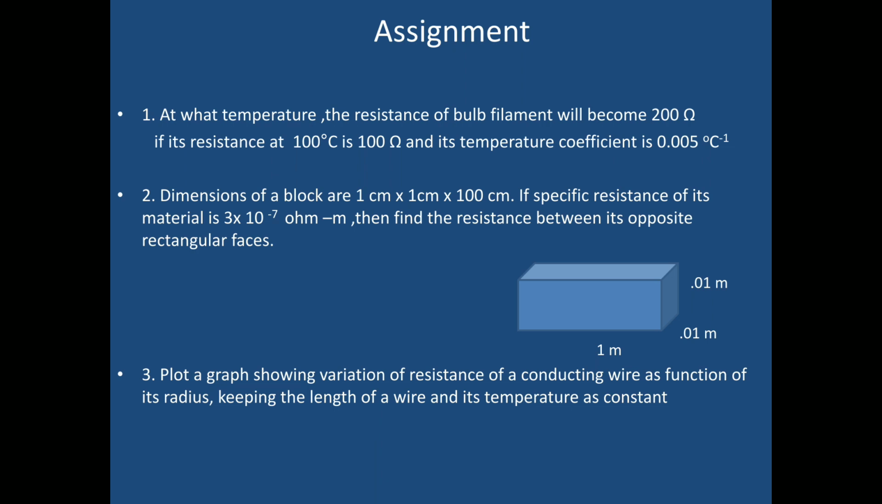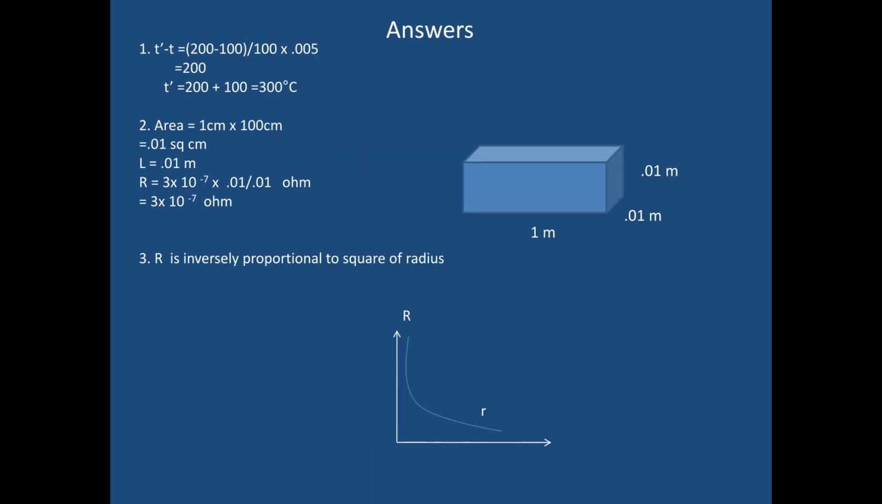Third question. Plot a graph showing variation of resistance of a conducting wire as a function of its radius, keeping the length of the wire and its temperature constant. So, as we know, R is equal to rho L by A, and A is pi r square. If L and rho remain constant, then R is inversely proportional to r square. So we get an exponential graph for resistance versus radius. These are the solutions we can see.